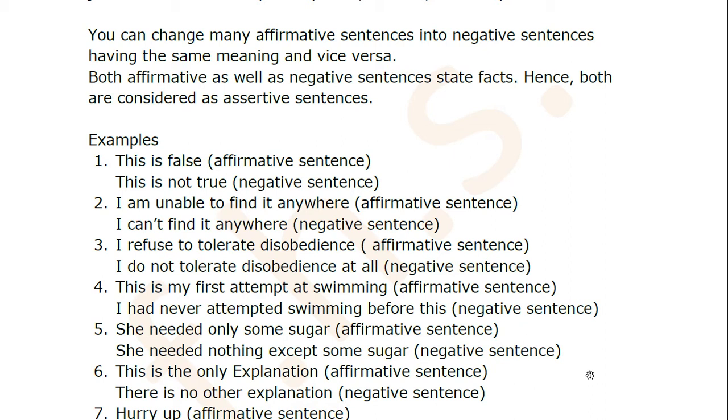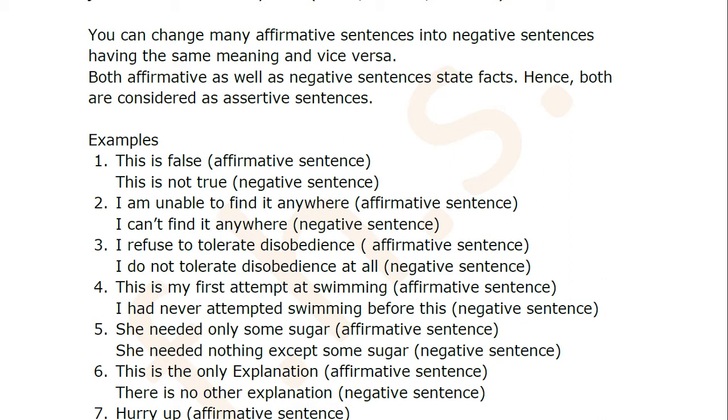I refuse to tolerate disobedience. Now here again it is a positive sentence because there are no negative words in it. Now where will you add the negative words? I do not tolerate disobedience at all. Yes, so here your "do not" is a negative word.